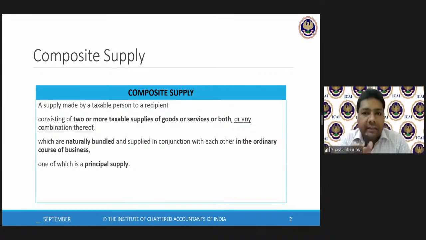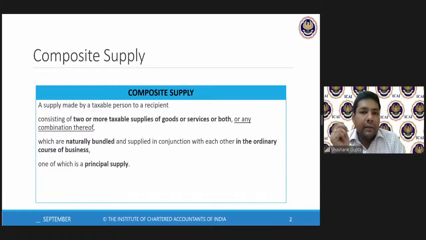Because if it is a single supply, of course, it will be liable to tax as per its own nature, like this pen being supplied. But pen being supplied with a diary, pen being supplied with the subscription for Netflix, pen being supplied along with a car. So these are kinds of supplies which have more than one supply in a single transaction. That is number one.